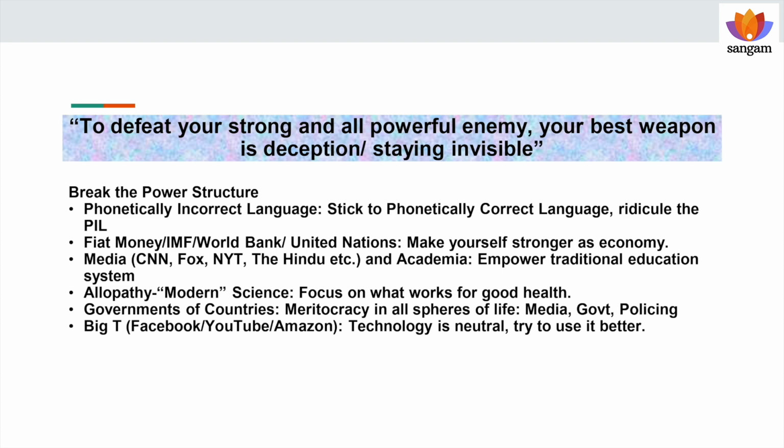So for the government of the countries, check it out. Work with the countries who respect meritocracy, who work on that level. And big tech. Technology in itself is neutral. You are supposed to learn how to use it for your better work. We are already trying to use technology to spread out the good messages about the world. The Sangam talks is one part of it, where they are using the technology to spread good words.